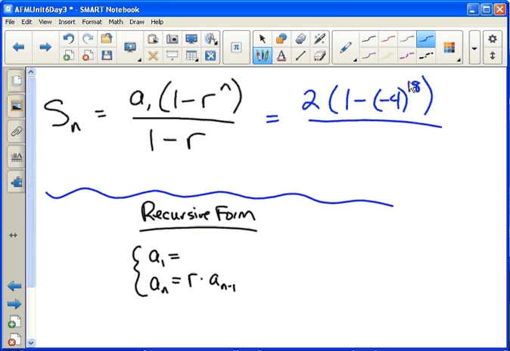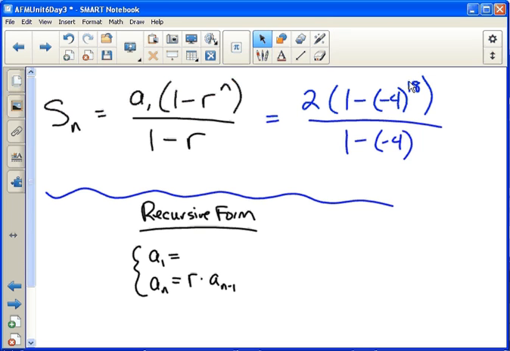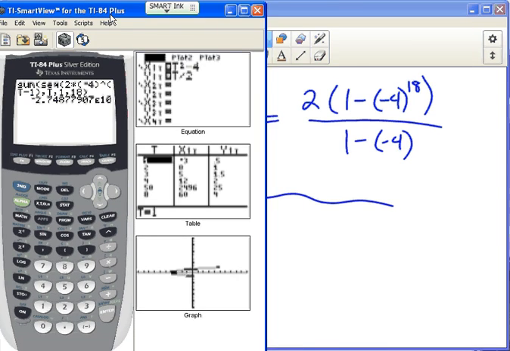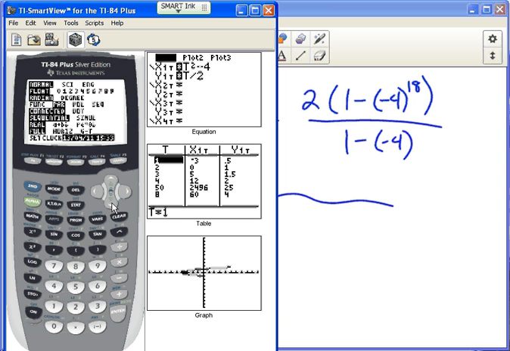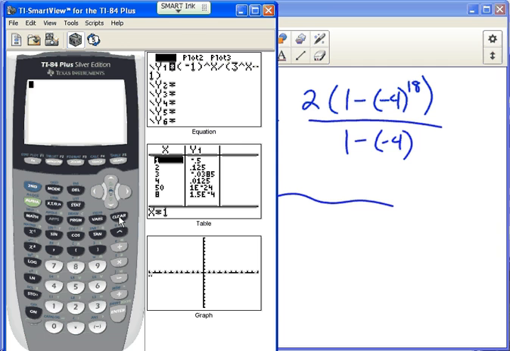So if you watch, and I plug this in the calculator, I'm going to get rid of those T's. There we go. Now it'll be X's again. 2 times 1 minus parentheses negative 4 raised to the 18th, all divided by parentheses 1, well it really is plus 4 since it's minus a negative. And if you look, I get the exact same result. So that's just two different ways to accomplish the same thing. That's two different ways you can find the sum of the first certain number of terms in a geometric sequence. So that would be basically a geometric series.